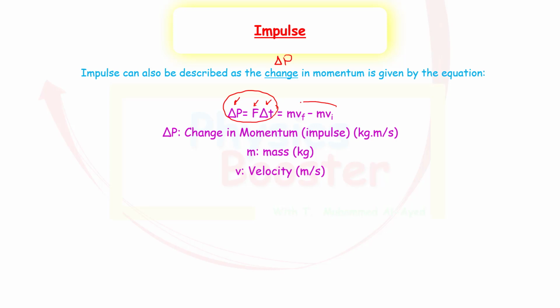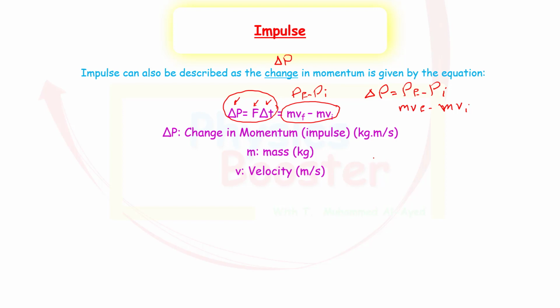Or we can say that impulse is equal to mv final minus mv initial. In other words, we can say that it is p final minus p initial. Let's write it down here. We can say delta p is equal to p final minus p initial, and we already know that p is equal to mv final minus mv initial. Okay, now what is the relationship between this equation right here, f delta t, and mv final minus mv initial?